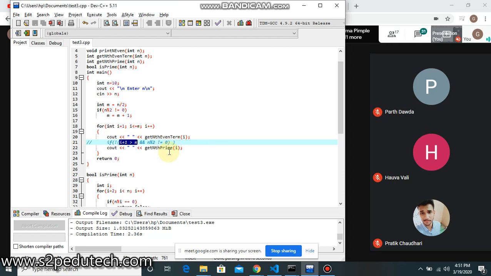So how am I checking the last iteration? The last iteration would be checked when my i plus 1 would be greater than m, right? So what I am essentially checking is: last iteration and n is odd. That is what I am checking.